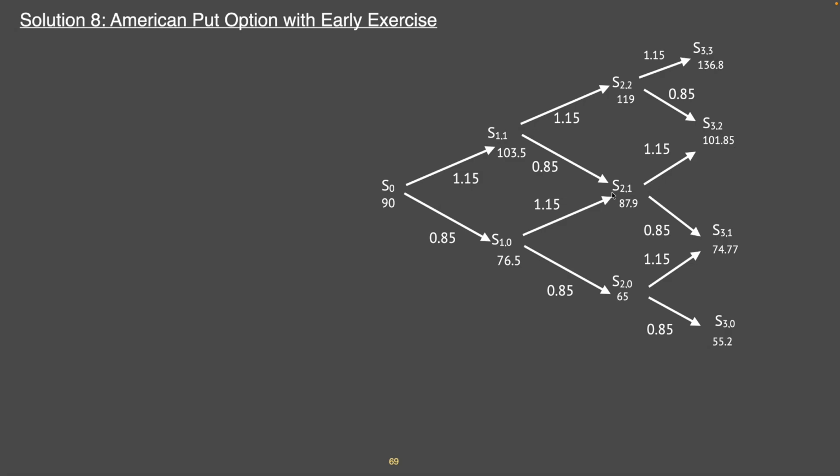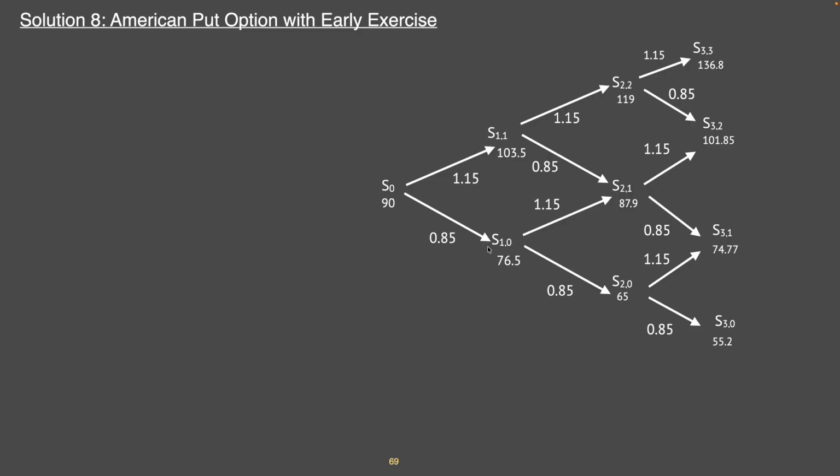Now coming to this node, S21 has a probability of going up by 1.15. So if you multiply 87.9 by 1.15, you will get the same value, 101.85. And 87.9 has a probability of going down. So if you multiply 87.9 with the value of D, which is 0.85, you get S31 as 74.77.